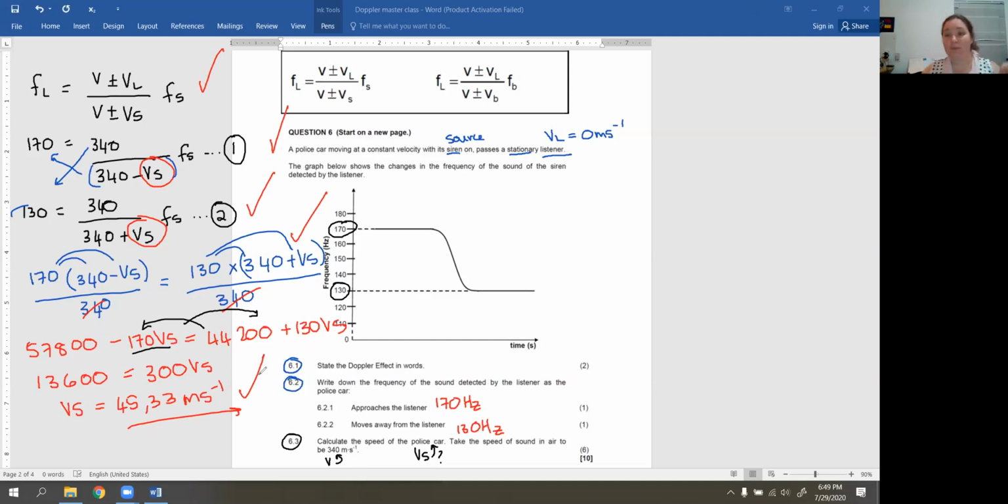Please, can I give you a little bit of advice? Always check that your answer makes sense. You'll notice that I got to the end and I got an answer in meters per second, and my first instinct was to turn it into kilometers per hour.